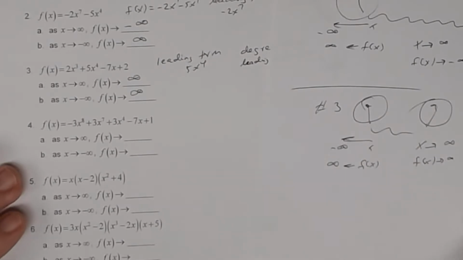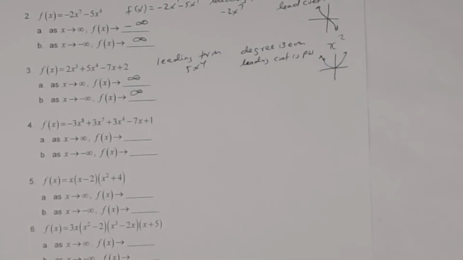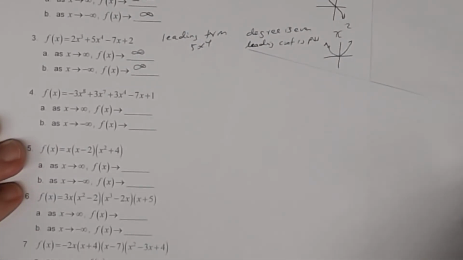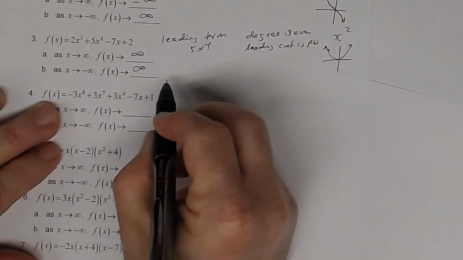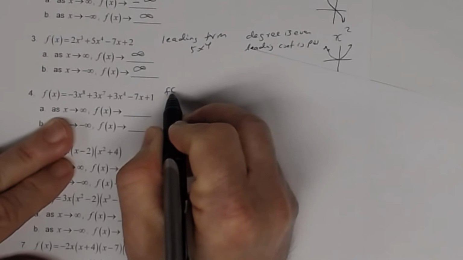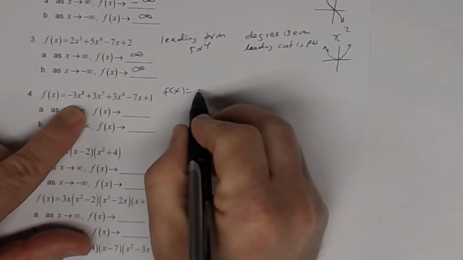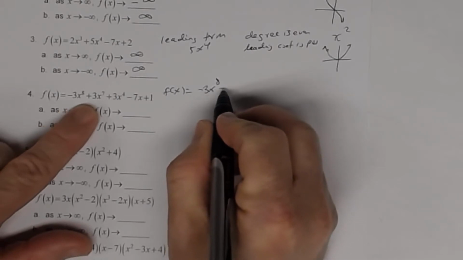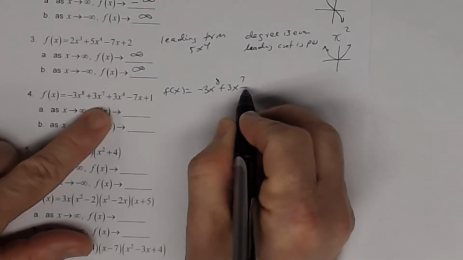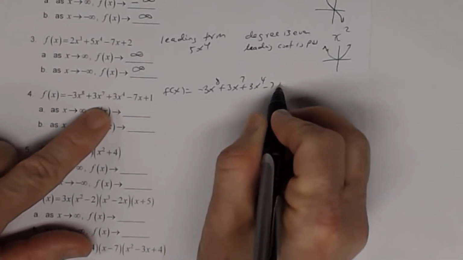All right, number 4, we have this for number 4. You can't read this right here very well, so let me go ahead and write it out. This says f of x equals negative 3x to the 8th plus 3x to the 7th plus 3x to the 4th minus 7x plus 1.